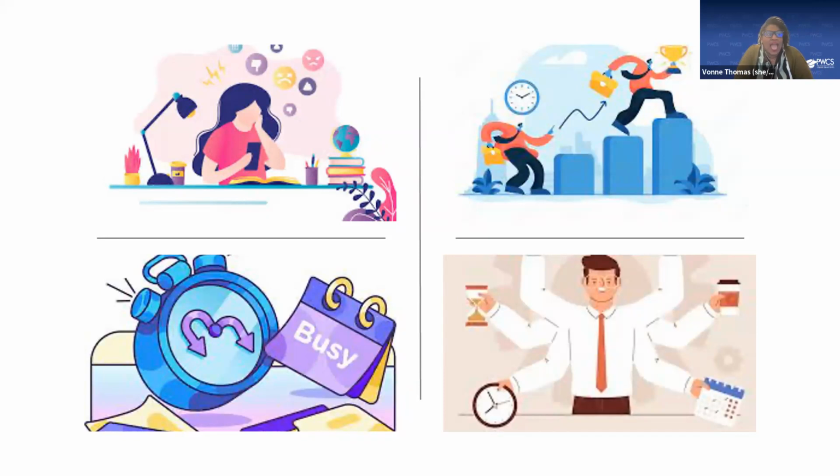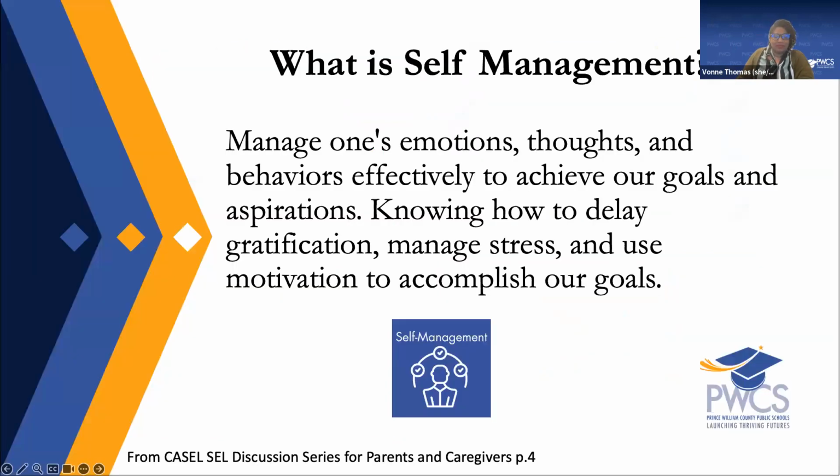Depending on how we manage our emotions, our thoughts, even our time, can truly have an effect on how we're feeling, right? So here, she's managing her time on the phone, and now she has all of these emotions. Here, he's doing all the things. It's what I like to call all over the place, right? So, self-management. Self-management is the ability to manage one's emotions, thoughts, and behaviors effectively in different situations to achieve goals and aspirations.